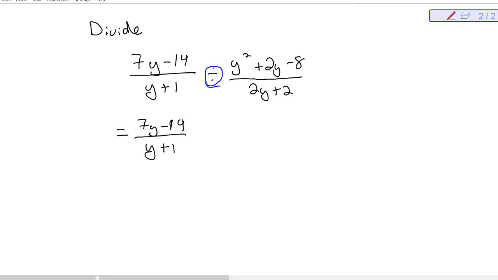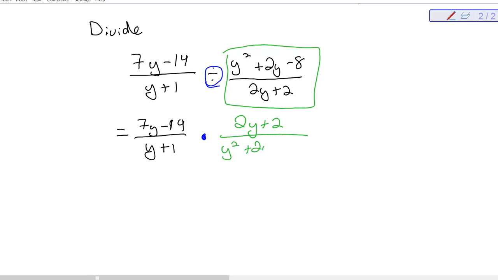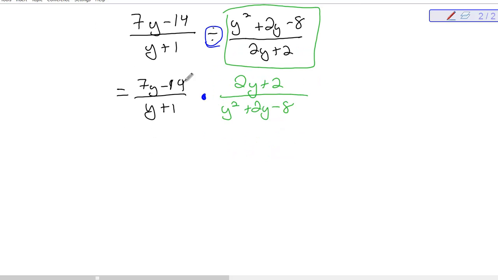We are going to change this from division to multiplication, and we are going to flip this fraction. We're going to put it 2y plus 2 over y squared plus 2y minus 8. We're getting its reciprocal. We're flipping it. Okay? Now, it is a multiplication problem just like what we've been doing. So we're going to factor each one of these and then multiply.